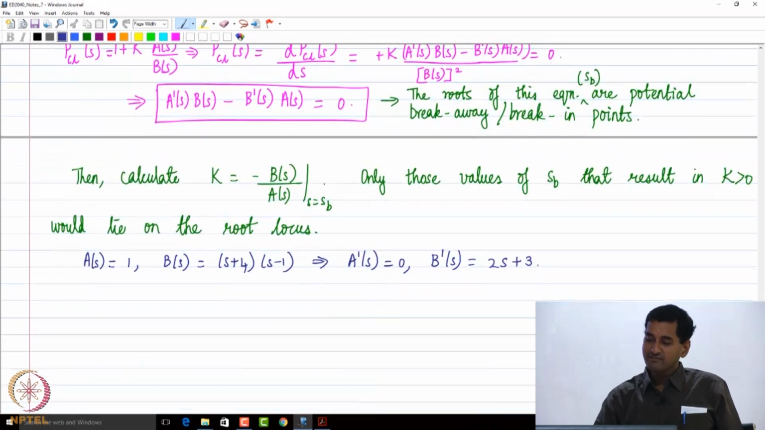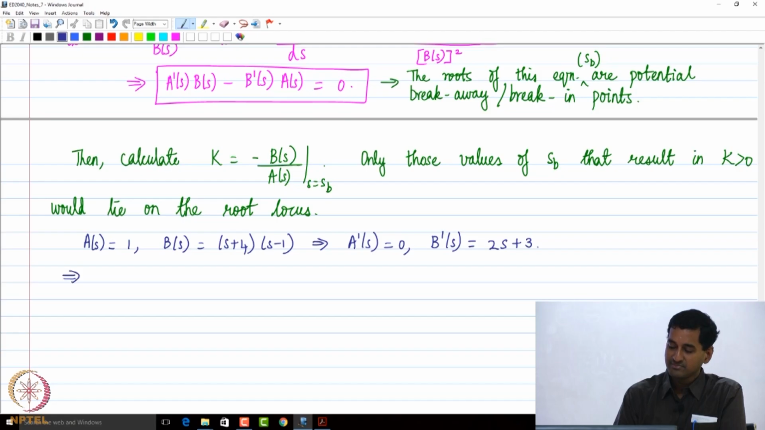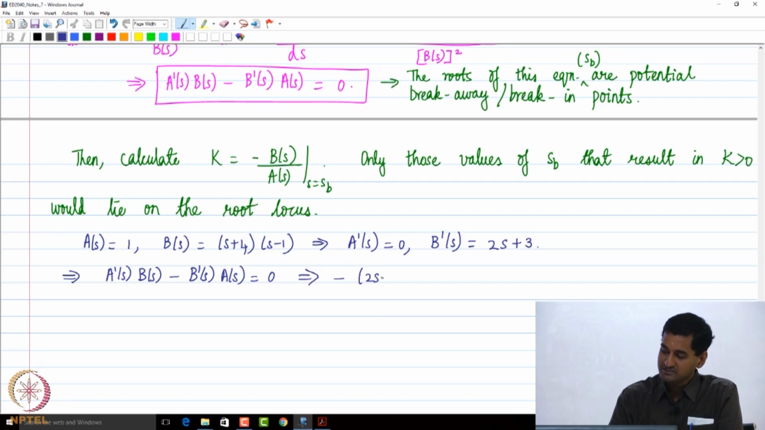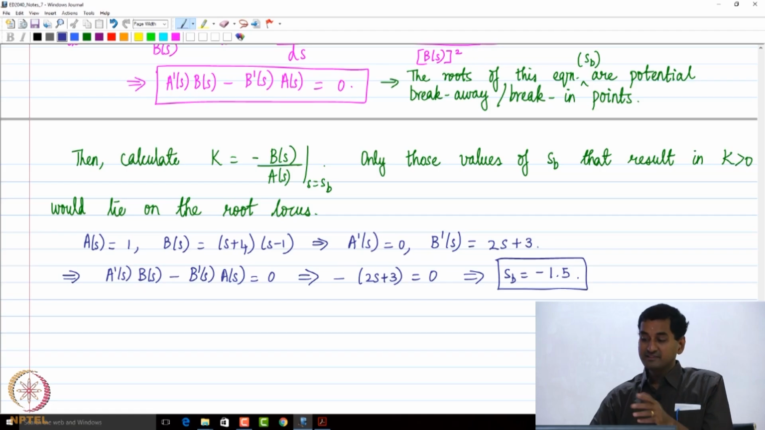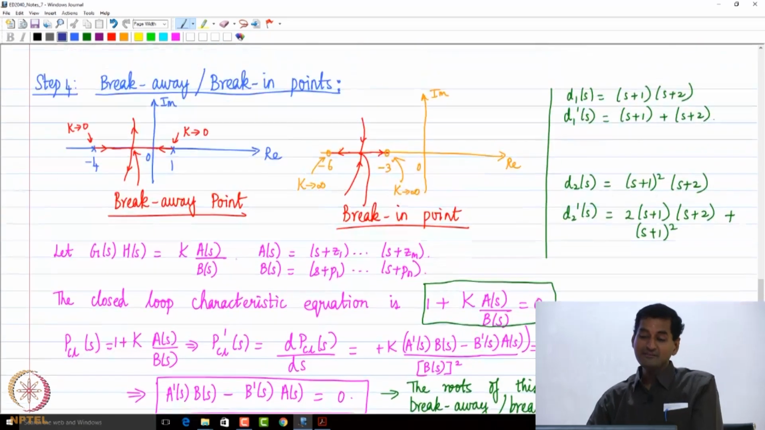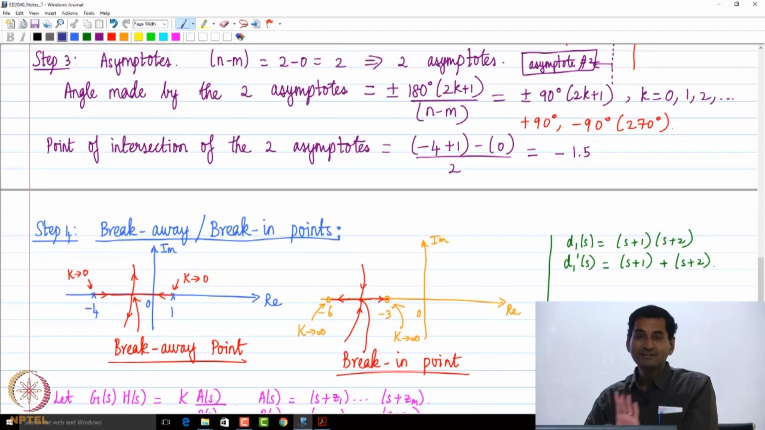So, immediately if you evaluate this equation, this would imply that a prime s times b of s minus b prime s times a of s equals 0. This would be essentially 2s plus 3 being equal to 0, right, that is what we would end up with. So, consequently a potential breakaway point is minus 1.5. Okay. So, once again in this particular example, the potential breakaway point turns out to be the same as the point of intersection of the asymptotes, need not be in general.